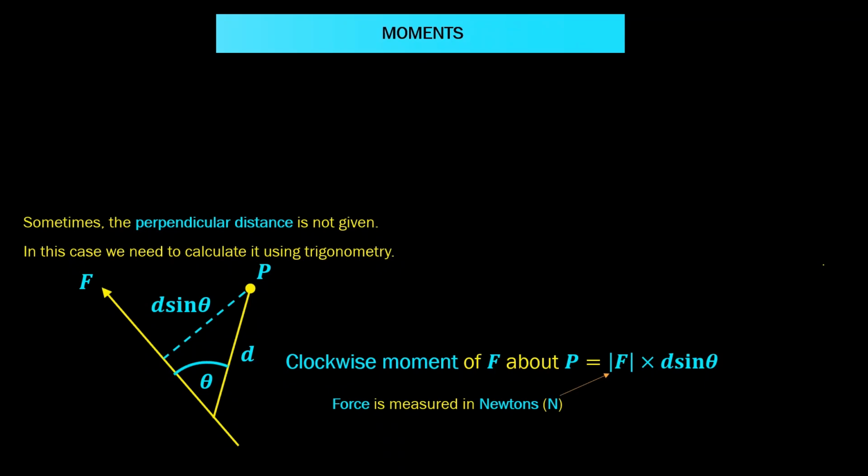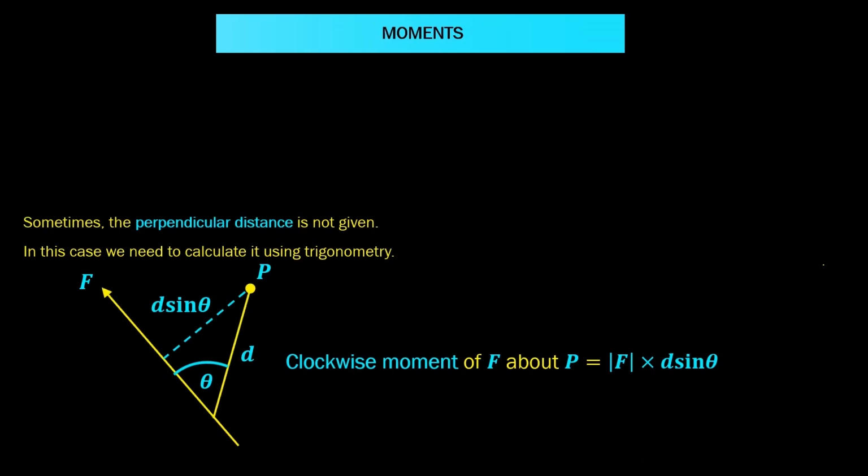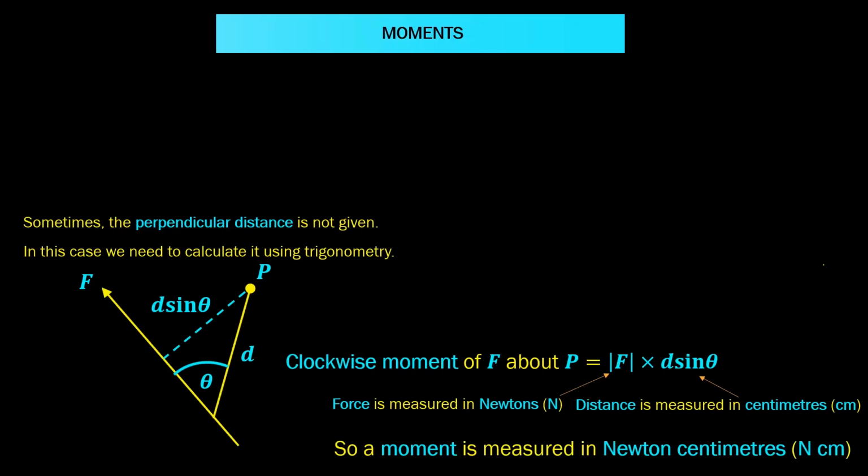Here force is measured in newtons and distance is measured in meters. So a moment is measured in Newton meters for this example. If the force is measured in newtons and the distance is measured in centimeters, then a moment will be measured in Newton centimeters.